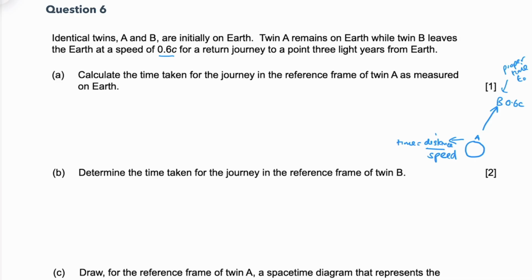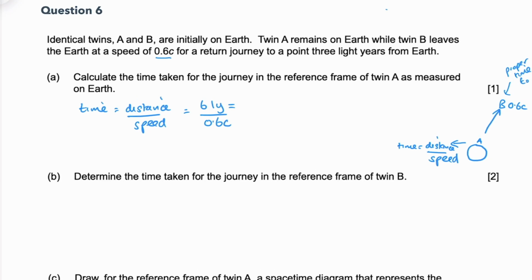Okay, so A, calculate the time taken for the journey in the reference frame of the twin as measured on Earth. So we want to use time equals distance over speed. Distance is 6 light years, speed is 0.6 c. And 6 light years is 6 years at the speed of light. So it's years at the speed of light over 0.6 c. These cancel out, so we're left with 10 years. That's how long it takes in the reference frame of twin A.